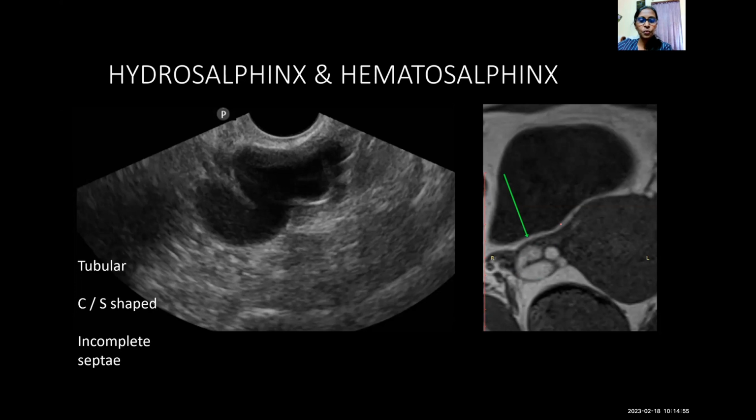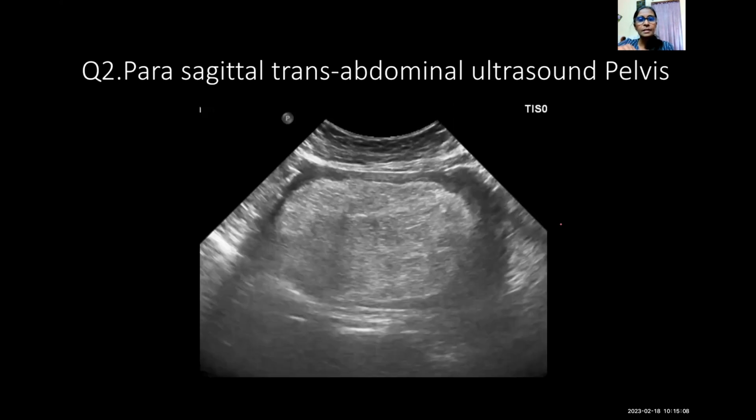So this is just for you to remember hydrosalpinx and hematosalpinx, which are part of our common benign leave-alone adnexal lesions. Okay, so this is the next case.